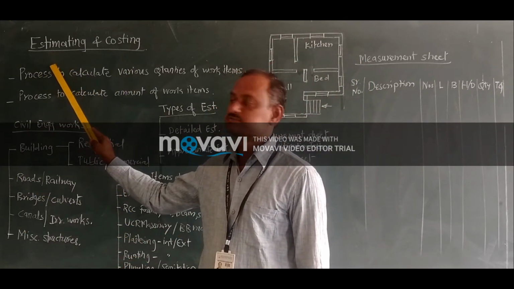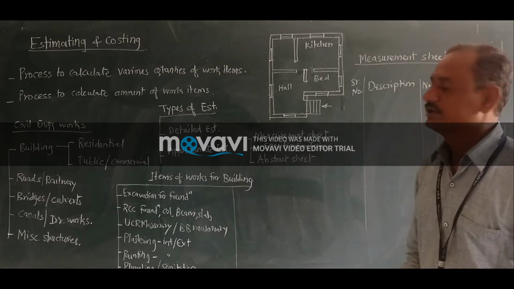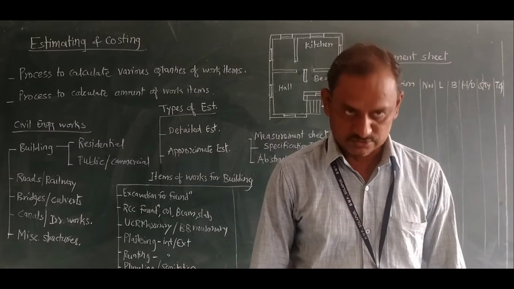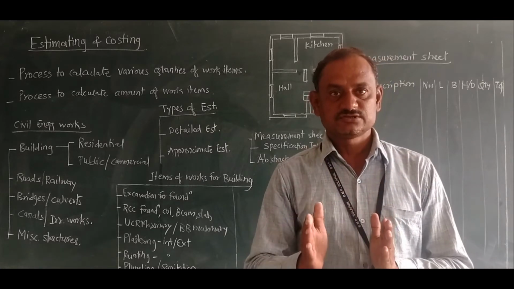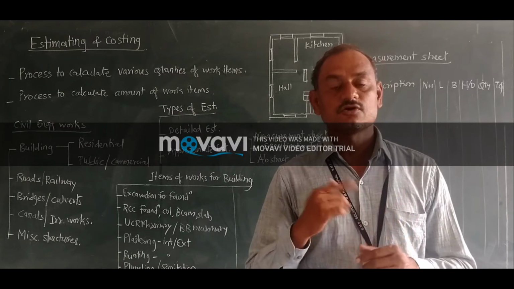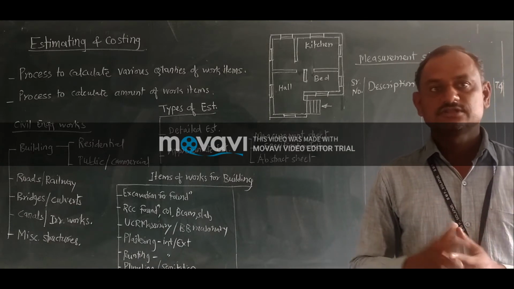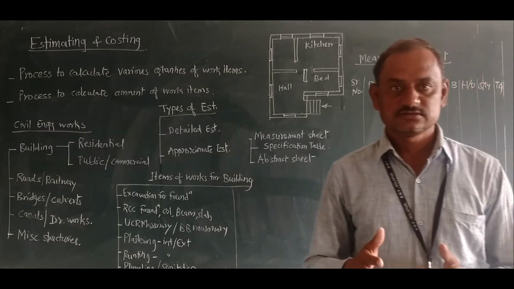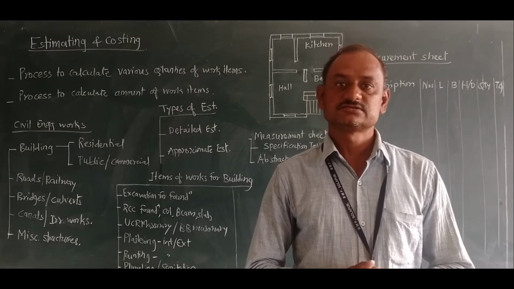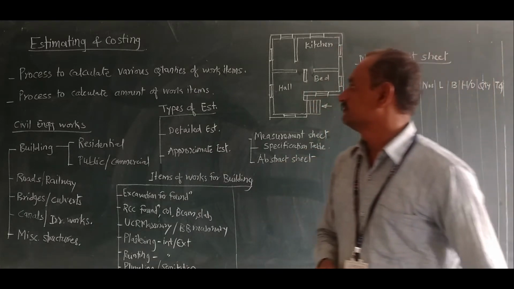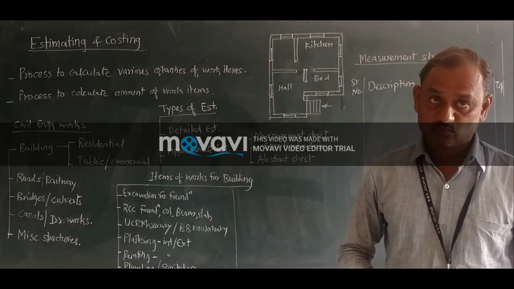So the definition of estimating is, it is the process to calculate the various quantities of civil engineering works. Means it is a process in which we have to calculate the various quantities. So what do you mean by quantity? The quantity is nothing but the multiplication of length of that item, breadth of item and height of that item. That is quantity. Likewise we have to calculate the various quantities of civil engineering works.